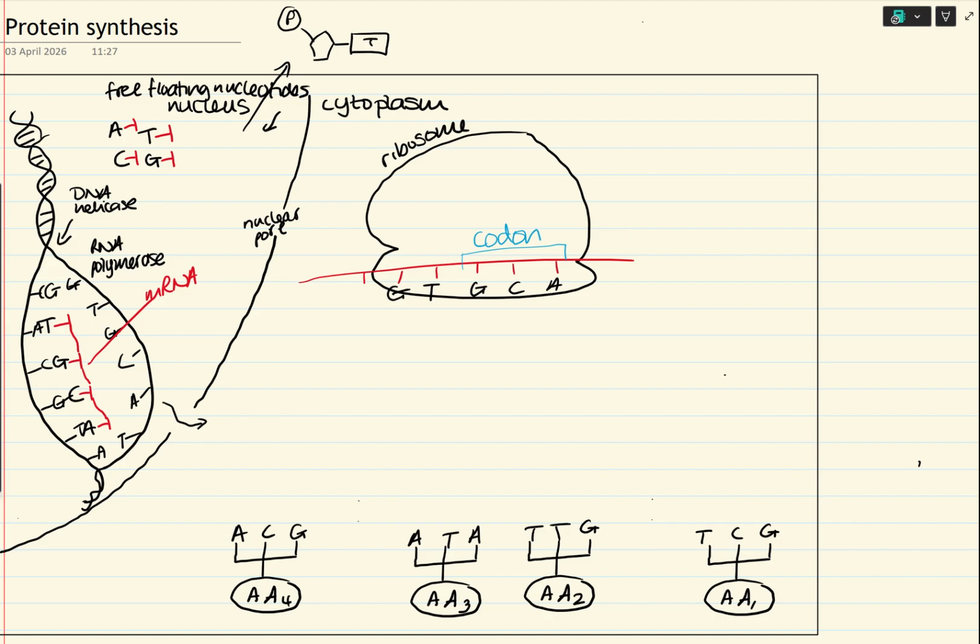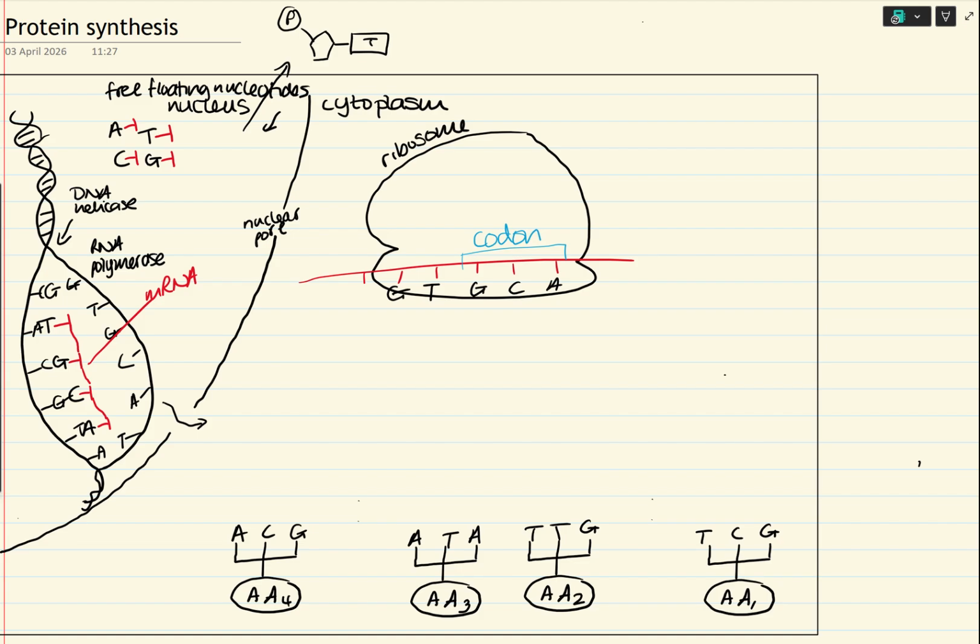What we're now looking for is a molecule that's inside the cytoplasm, which is called tRNA, T for transfer RNA. Now the tRNA has on it 3 bases, but also an amino acid as well. And this sequence of 3 bases is called an anticodon and is attached to different amino acids.